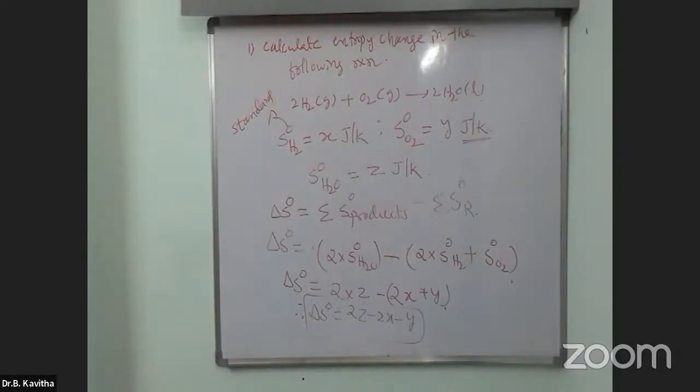Right. 5 moles of an ideal gas is expanded isothermally and reversibly from a volume of 4 liters to 40 liters at 300 Kelvin. Calculate delta S.